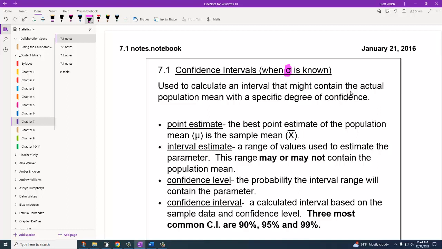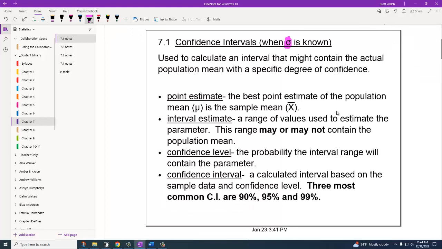So you can think about it like, I think the population mean is somewhere around 3, but I'm not certain that it's 3. It could be 3.1, it could be 2.7. I need to create a window or a bubble around that, an interval where I feel pretty confident that the mean actually lives between those values.